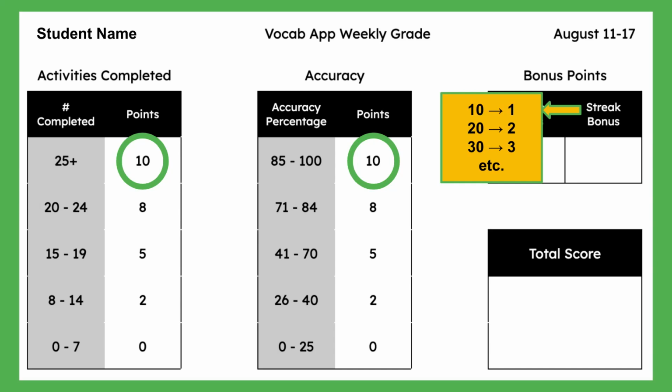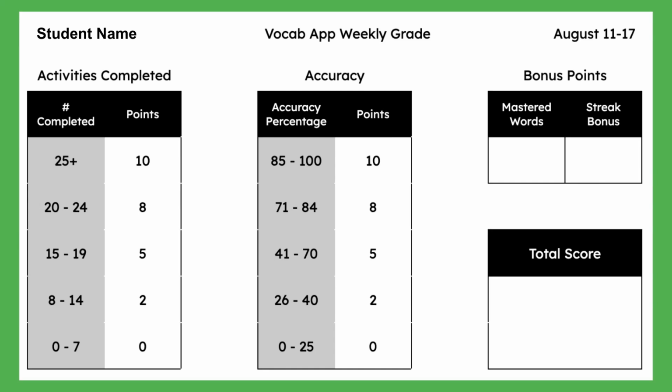20 in a row, you get 2 points. 30 in a row, you get 3 points, etc. So this person got 20 in a row correct, so they got 2 bonus points, and their score is 22. And so again, that's 2 additional points that they could essentially use that will raise a lower score in another assignment.